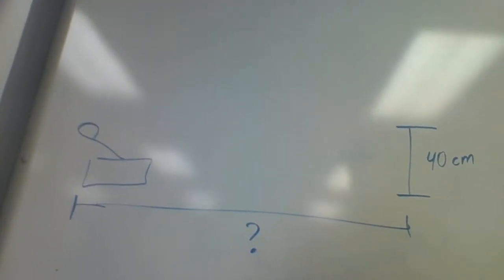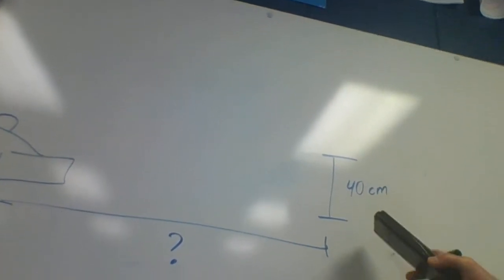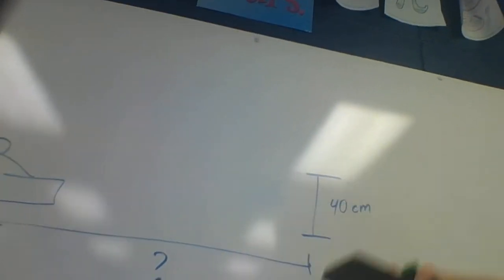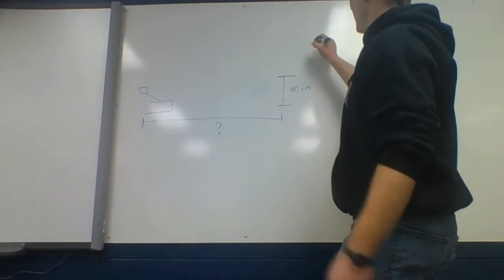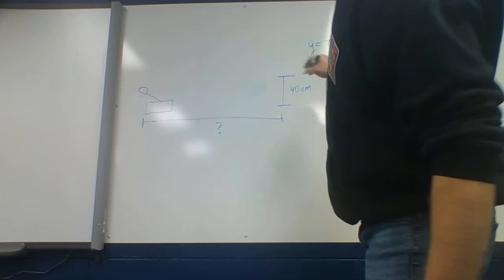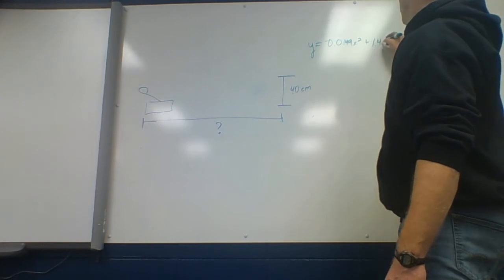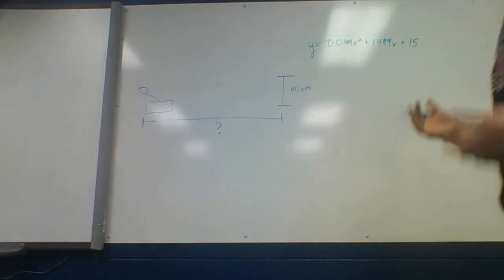Challenge number 2. There's my amazing catapult. But this time, we have to figure out a horizontal distance, and I'm giving you a height to land at. Normally I set like books, and I set a target on top of the books that's 40 centimeters tall. And then I say, all right, how far away should your catapult go? Well, again, let's look at our equation. Negative 0.0149x squared plus 1.489x plus 15, right? So what do we do here?